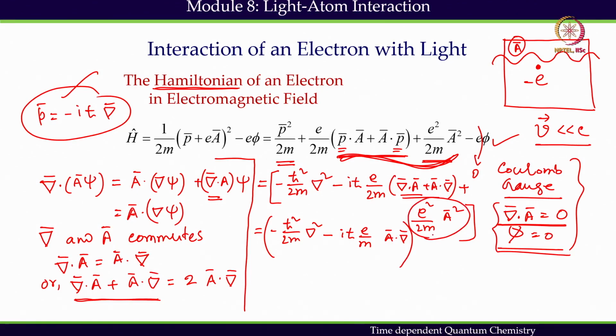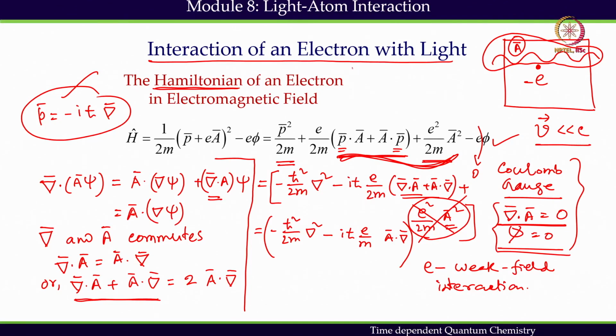We are neglecting this part, saying that the field strength or the potential strength is so weak, as we are actually working on an electron and weak field interaction, electromagnetic field interaction. So we are saying that the vector potential field itself is so weak that its square terms would be even weaker than that. So those terms are neglected, and that is called weak field approximation. So the interaction of an electron with light that we present here uses the weak field approximation.